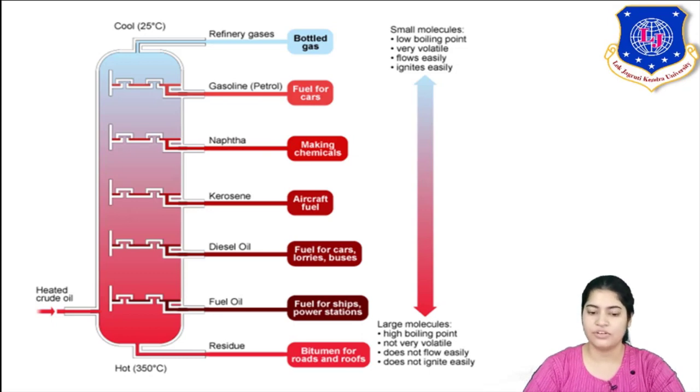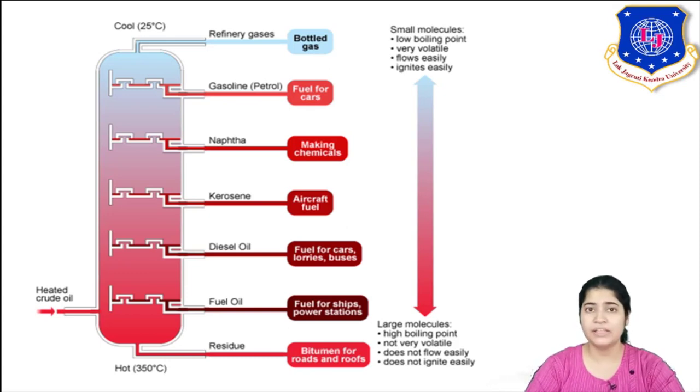roof construction, right? Now here you can see, as we go to the bottom of the distillation column, large molecules are there. The molecular weight of your hydrocarbons is very large. That constitutes a high boiling point. Not very volatile, of course; it's very less volatile in nature. It does not flow easily. Viscosity increases to a very high extent as we go to the bottom of the distillation column. Your product gets more and more viscous. It does not ignite easily.